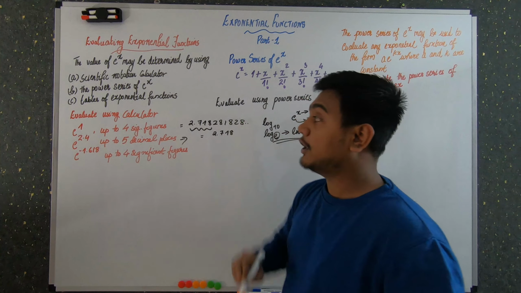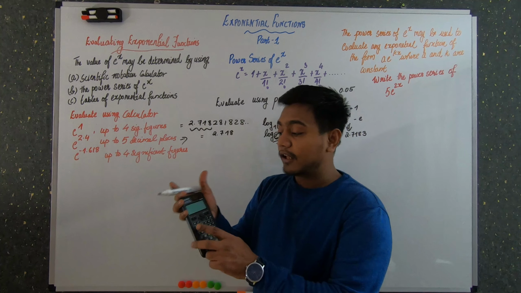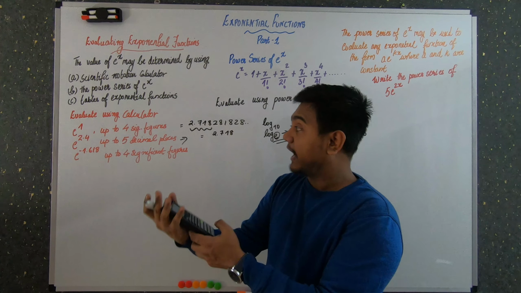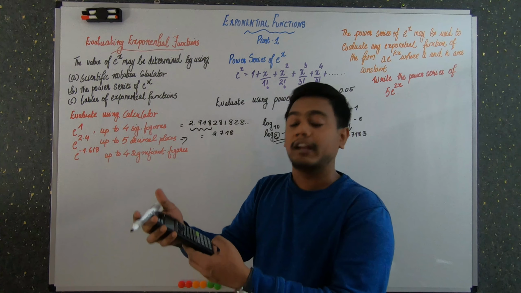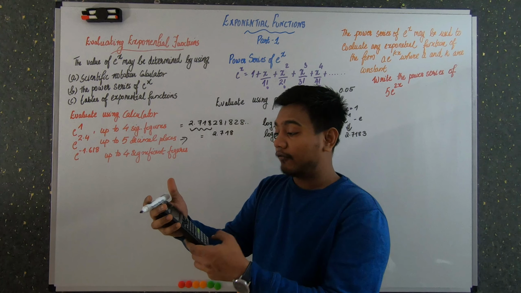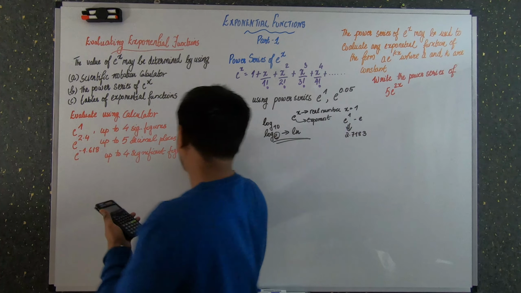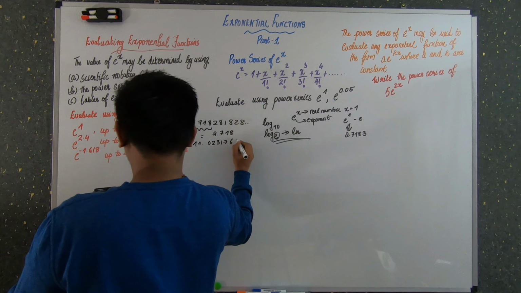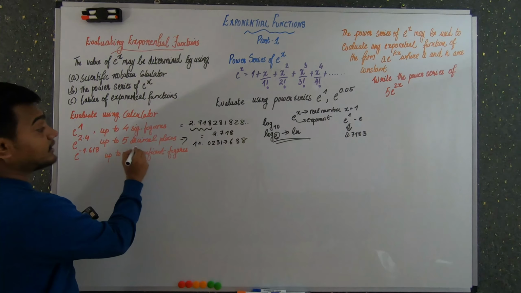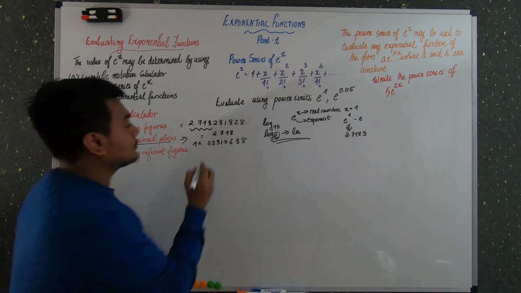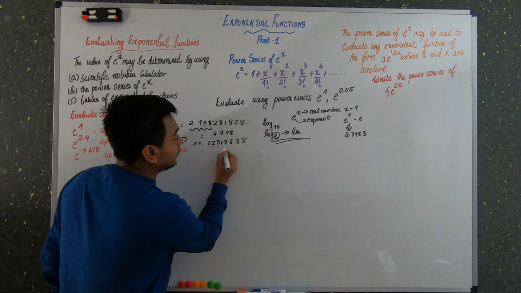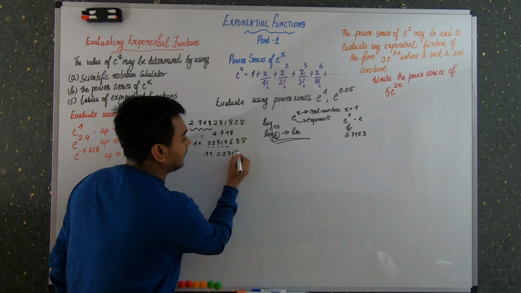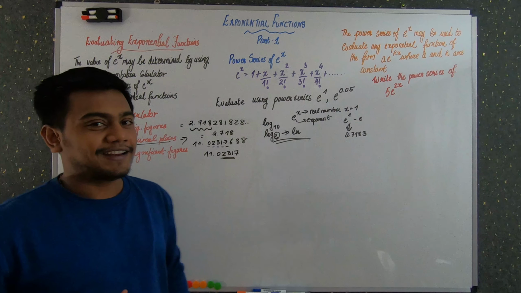Now let's find the value of e raised to 2.4. Similarly, press shift, then select ln, then enter your value for x, which should be a real number, 2.4. What is the value? 11.02317638. But the question asks up to 5 decimal places. So from here, 1, 2, 3, 4, 5, your final answer is 11.02317.